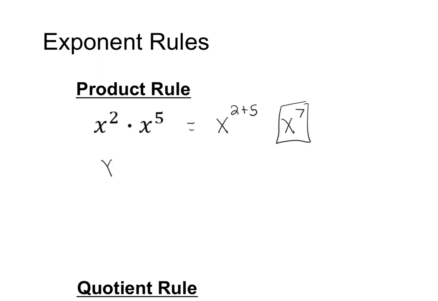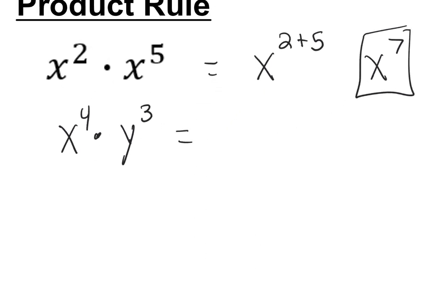So if I have something like x to the 4th times y to the 3rd, these two bases are not the same. Since these two bases are not the same, there's nothing we can do with this other than get the multiplication symbol away from them. They have different bases, so we can't add the exponents.